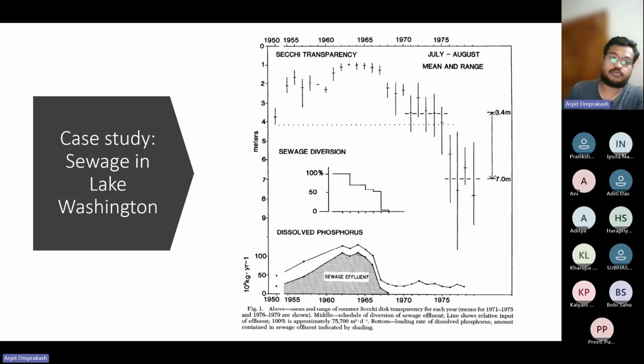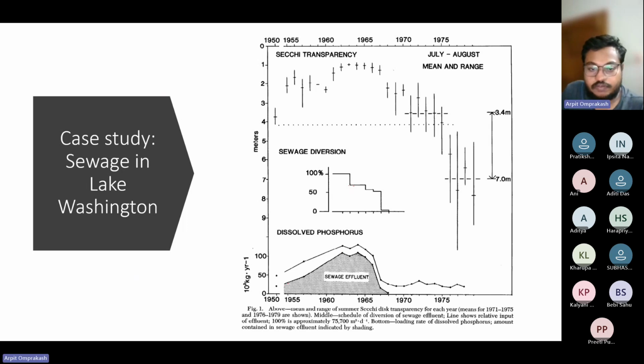So, let's talk about a case study. Let's talk about Lake Washington, where a lot of sewage was initially added, and eventually, after some time, the government there decided to reduce the amount of sewage that was put into the lake, and eventually decrease it down to 0%. So here we see that initially a lot of sewage was added, 100%, and then slowly the amount of sewage was reduced in steps, and finally it decreased to almost 0%.